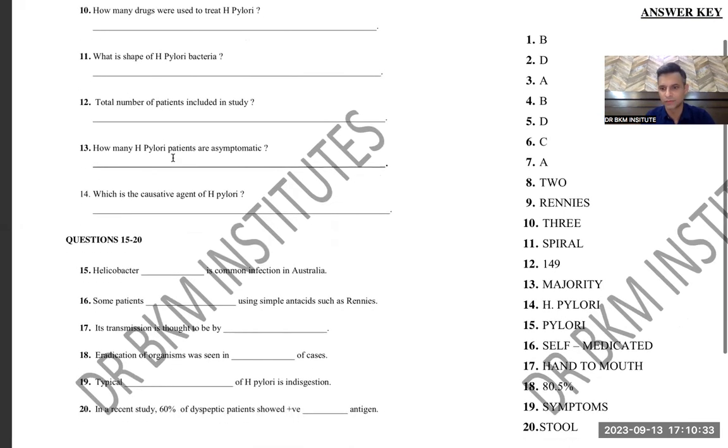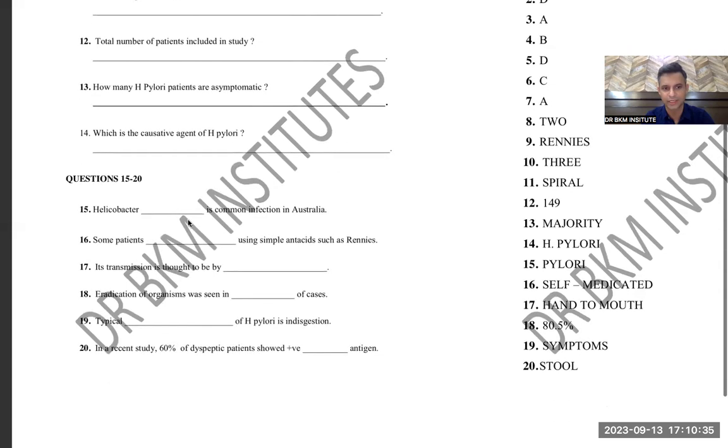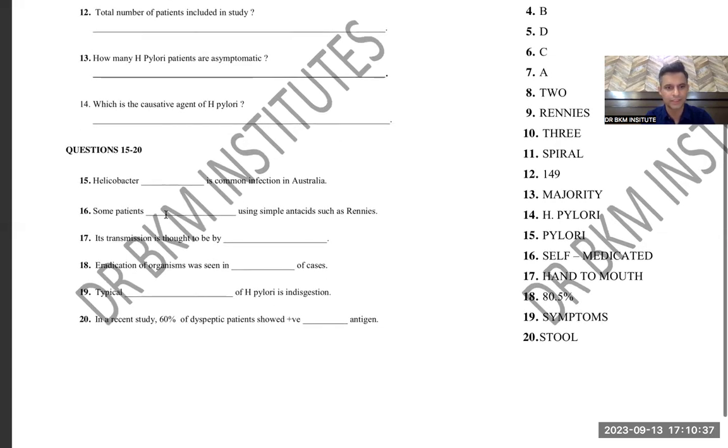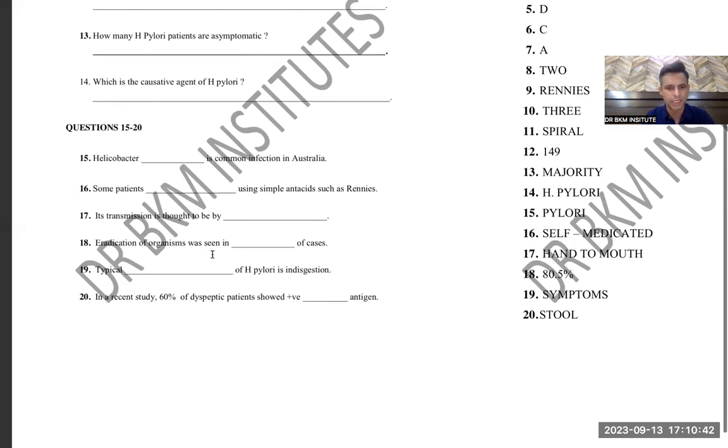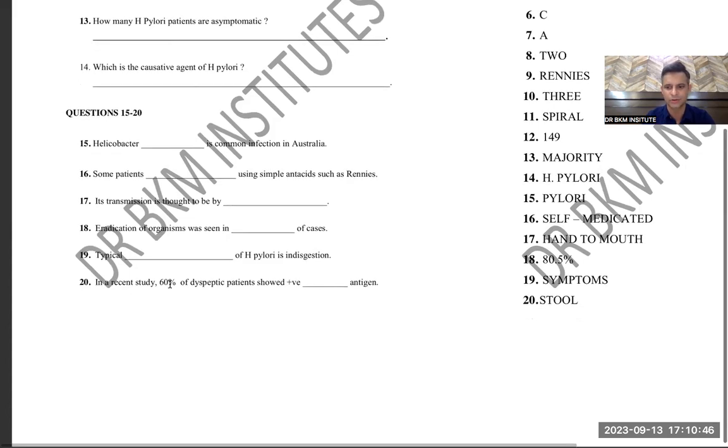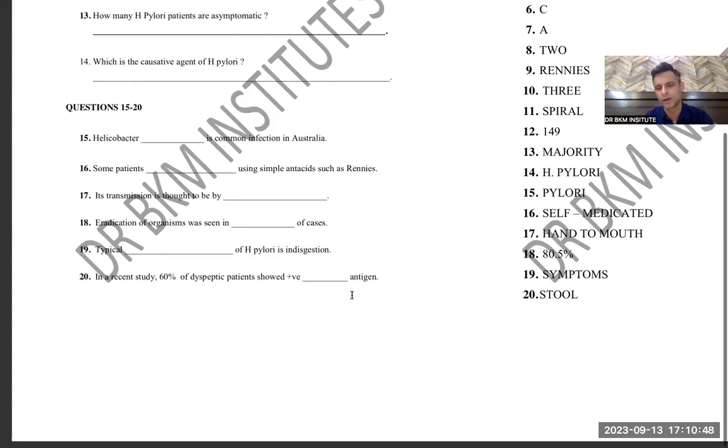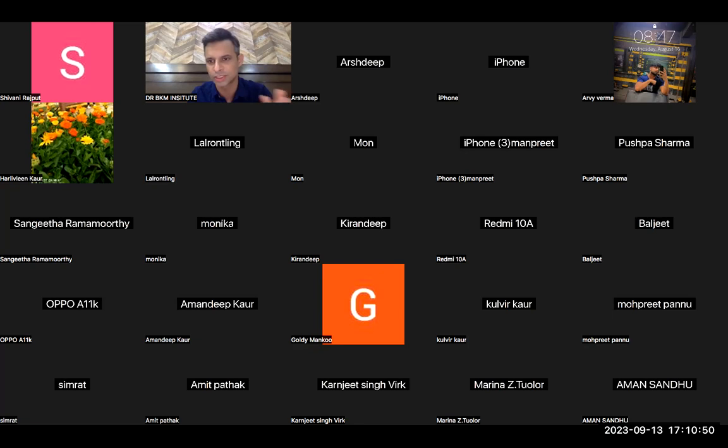This question was easy. I did wrong. 149 right. Majority was right. H. pylori was perfect. Helicobacter pylori was perfect. Some patients self-medicate. This I could not understand. Hand to mouth was good. 82.5, I was confused between the two percentages. So it can be right or wrong. Symptoms right. Stool. So almost 15 to 16 questions are right.